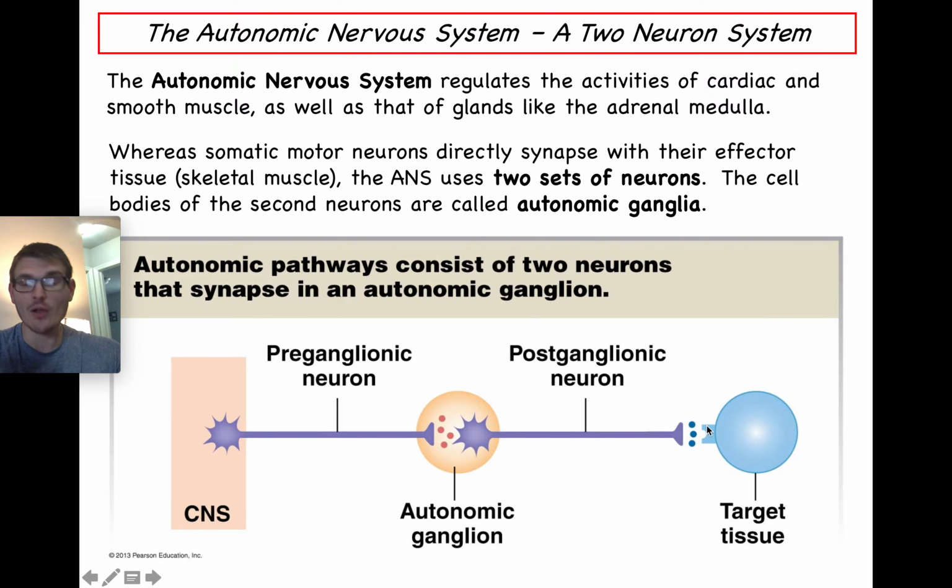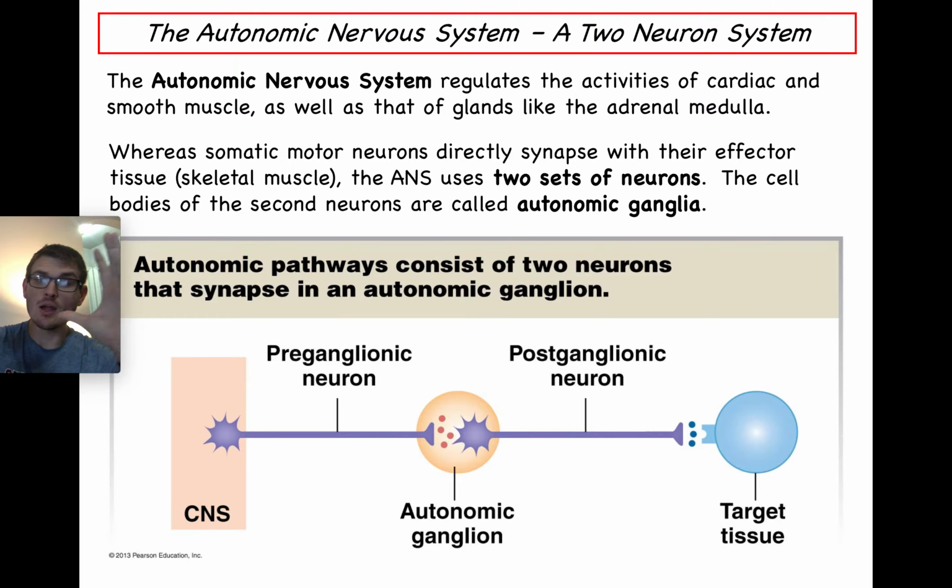So really the only thing that's different here from a more somatic response is that it takes two sets of neurons to do the job, a preganglionic and a postganglionic. So the last thing to cover here is that what you see right here shaded in this orange circle is not going to be just one single cell body.